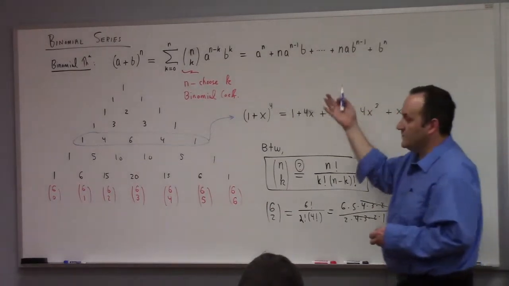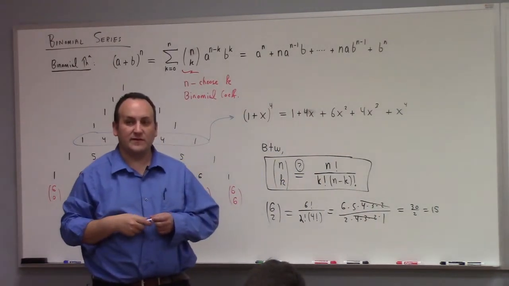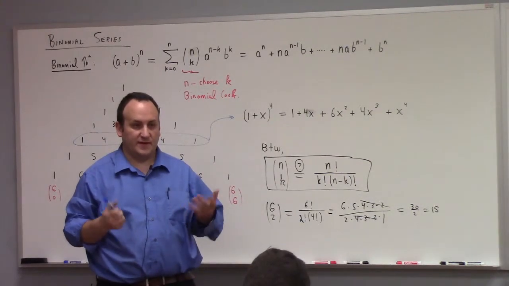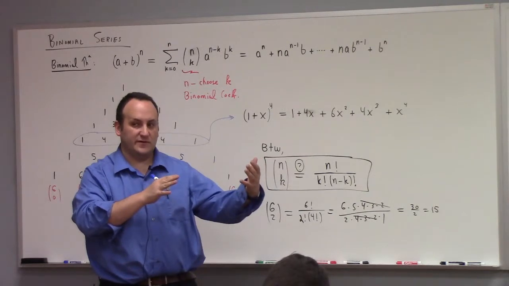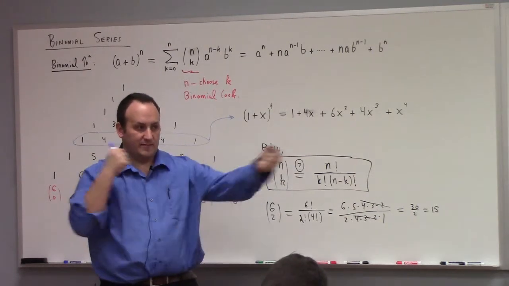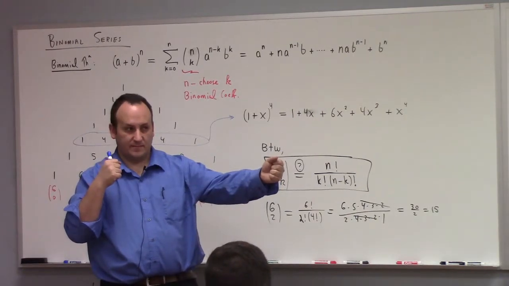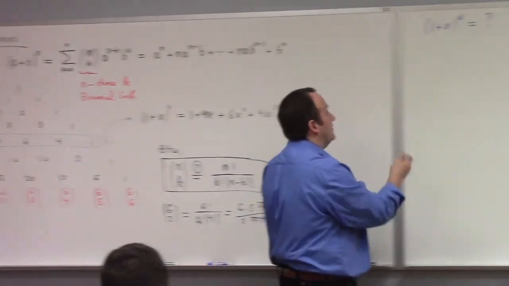Now, if alpha is a natural number, then we know how to expand this already, right? The binomial theorem says if you have 1 plus something to an integer power, you can just look at Pascal's triangle and expand it. You get finitely many terms. But the binomial series says, well, it's a series.